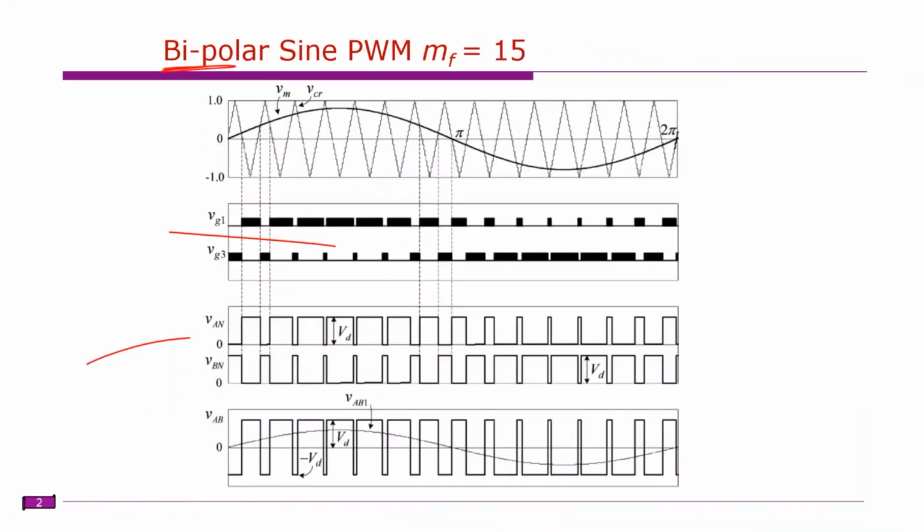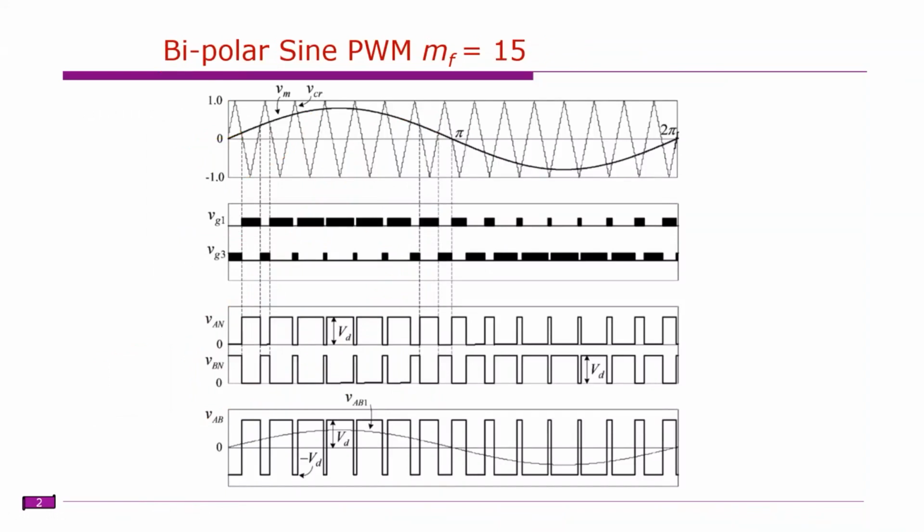In this case, you require a modulating signal and a triangle carrier. The comparison between this triangle carrier and this modulating signal generates the firing pulses for the respective switches. When the modulating signal is greater than the carrier, one switch is on. When it's less than that, its complementary switch is on.